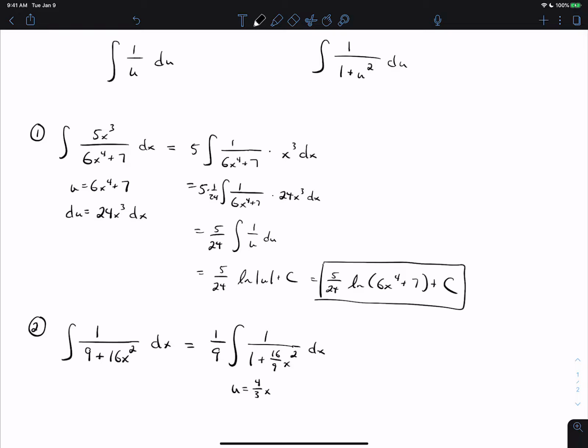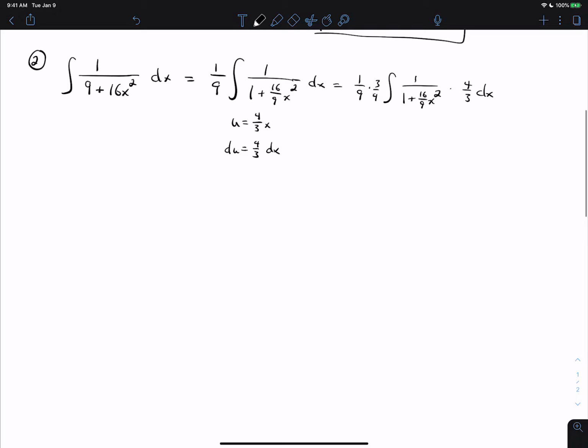Okay, so we pick u to equal that because if we square that, then 4/3 x, if we square all of that, is 16/9 x squared. So then the bottom is 1 plus u squared. So u is 4/3 x, du then is 4/3 dx because it's the derivative of that. So I can get that at the end by multiplying inside by 4/3 and outside by the reciprocal of 4/3, which is 3/4.